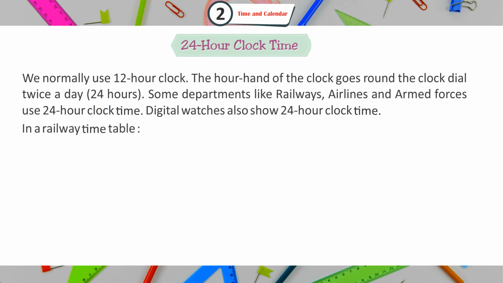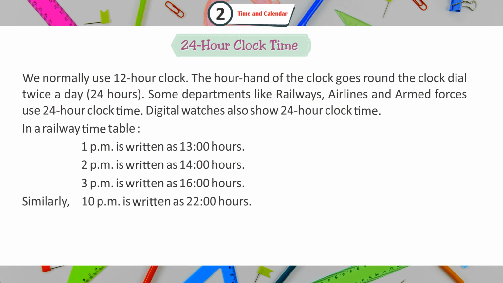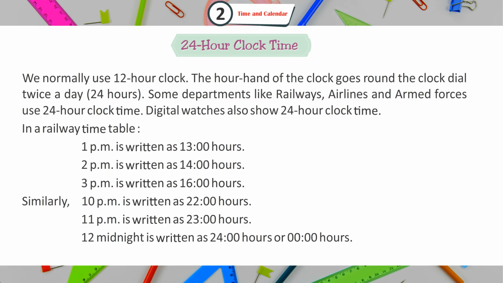In a railway timetable, 1 p.m. is written as 1300 hours, 2 p.m. is written as 1400 hours, 3 p.m. is written as 1500 hours. Similarly, 10 p.m. is written as 2200 hours, 11 p.m. is written as 2300 hours, 12 midnight is written as 2400 hours or 0000 hours.